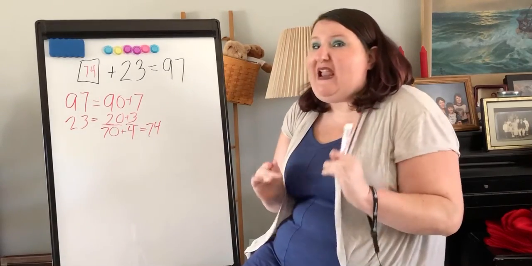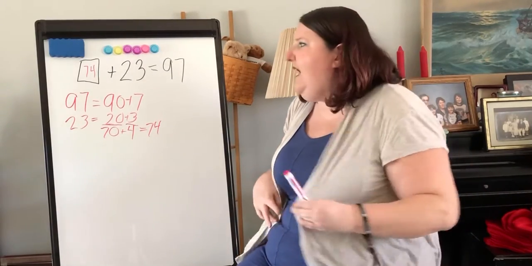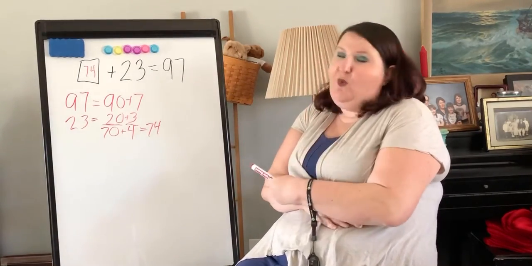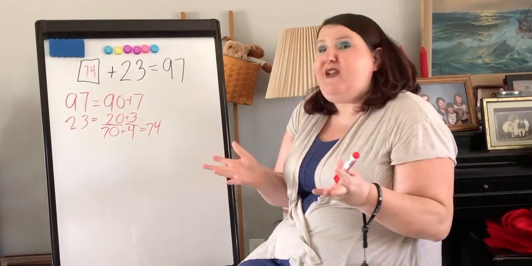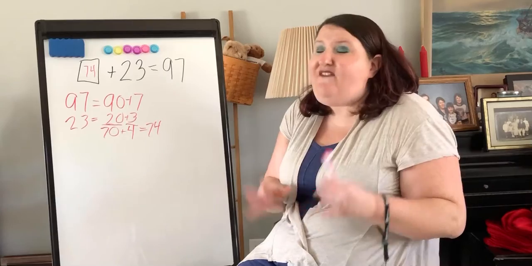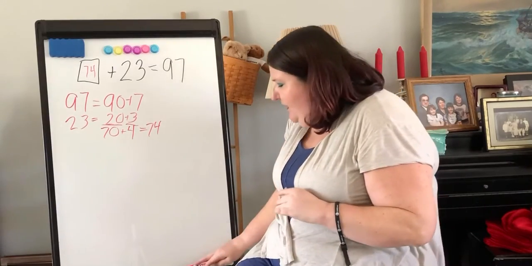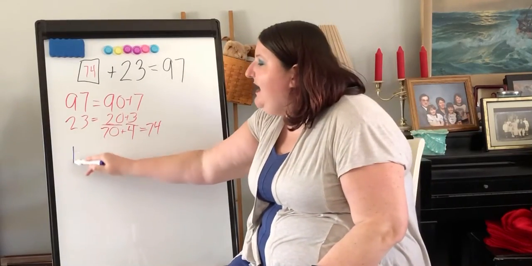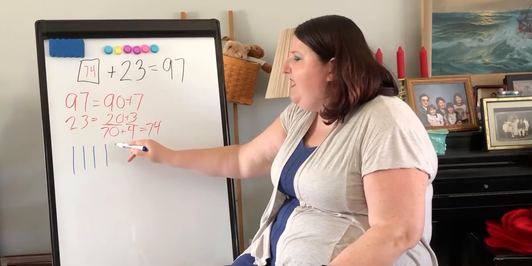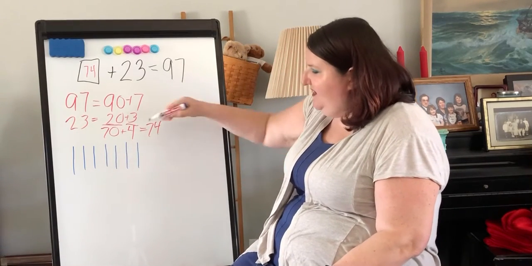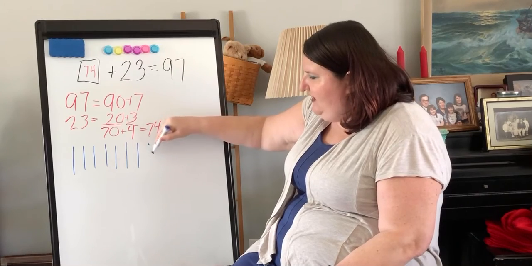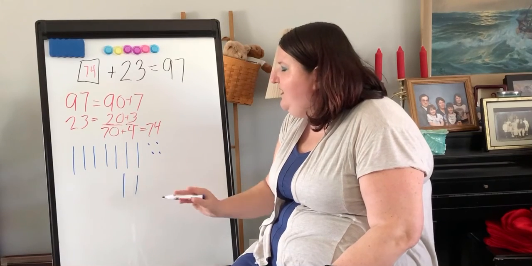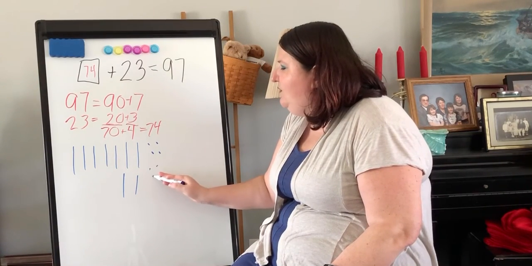I want to check my answer, and I'm going to do that with sticker notation again, boys and girls. So I'm going to actually draw out 74, then I'm going to draw 23 more, and we're going to see if we end up with 97. If we do end up with 97, then we know that we were correct. So 74: 7 tens and 4 ones. 10, 20, 30, 40, 50, 60, 70. 71, 72, 73, 74. 23: 10, 20, 21, 22, 23.